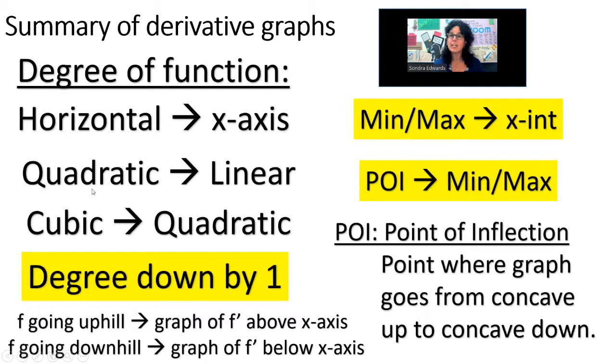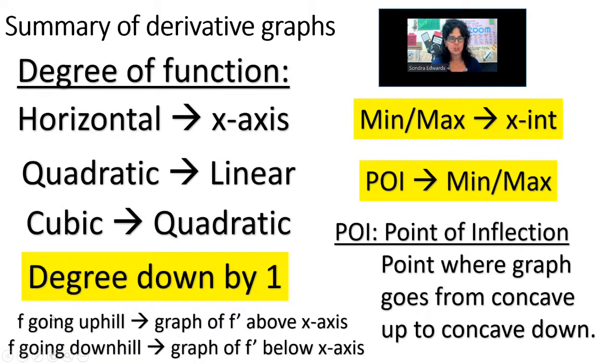Even more specifically, if you have a smiling parabola, it's going to turn into a line that's going uphill. If you have a quadratic that's frowning, it's going to turn into a line that has a negative slope. Okay, then cubics, third degree, if they go down by 1, then it's going to turn into a quadratic. You can tell a cubic is positive as you look from left to right on a cubic. If your eyes, as you're moving from left to right, go up, then it was a positive cubic and it'll turn into a positive parabola. Okay, so degree goes down by 1.